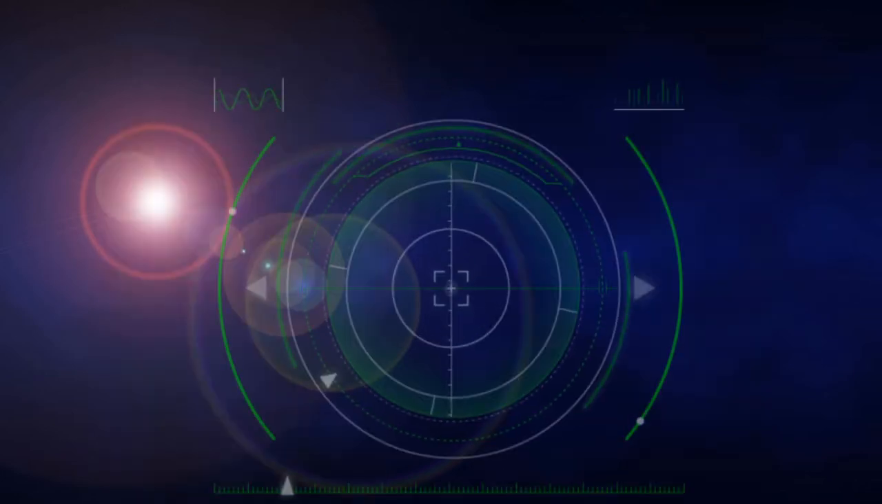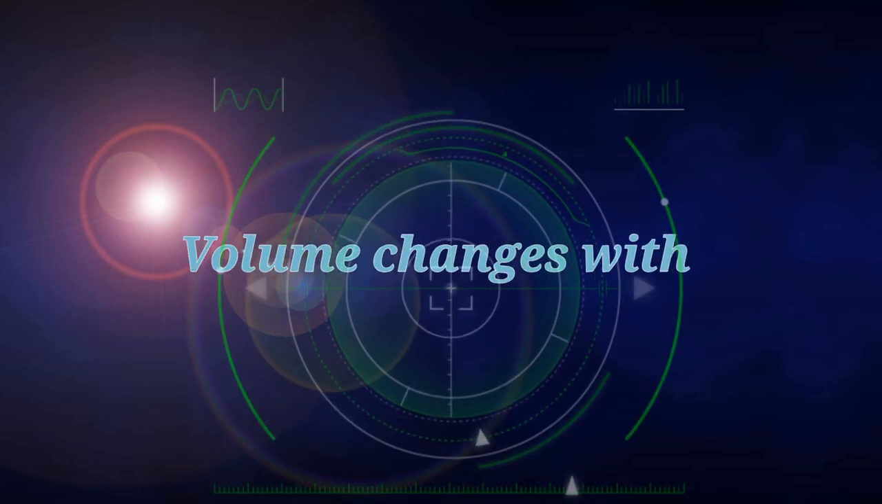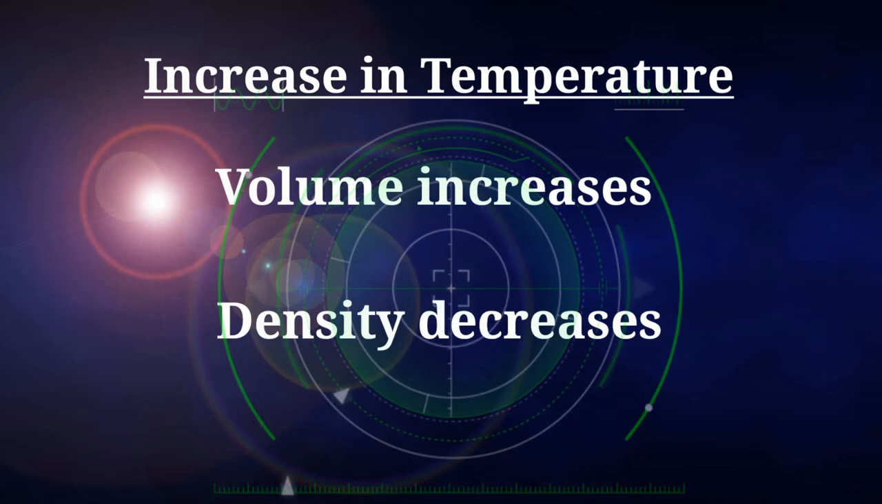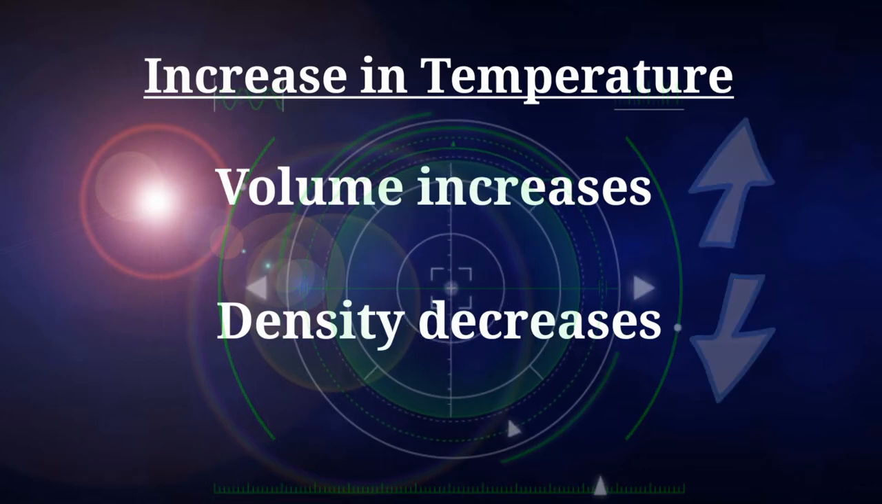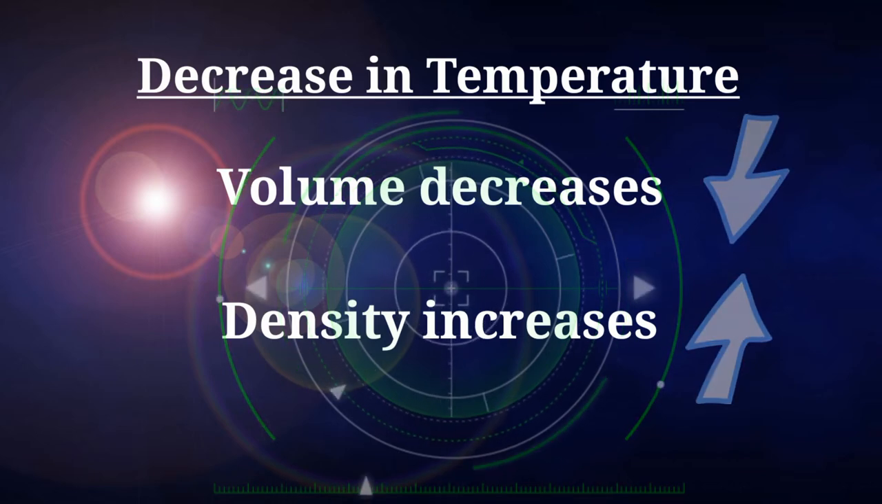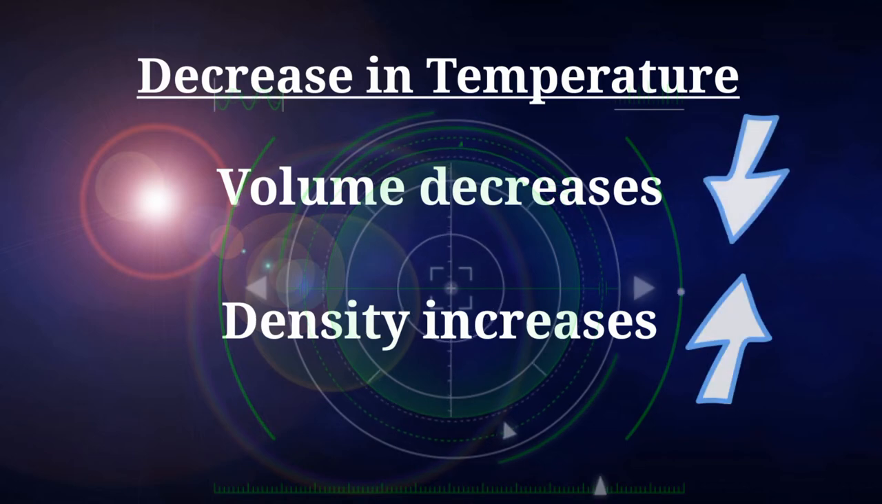So the first thing we need to understand is the basics of volume and weight. Volume changes with temperature, but the weight remains the same. When the temperature increases, the volume increases and the density decreases. On the other hand, with decreasing temperature, the volume decreases and the density increases.